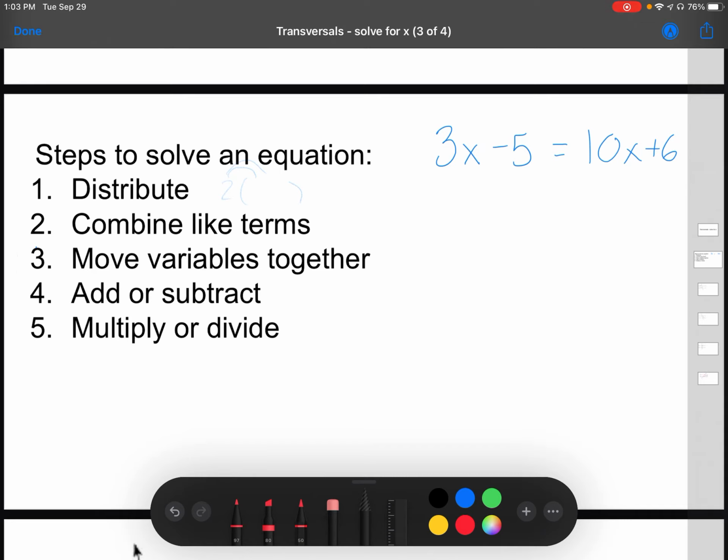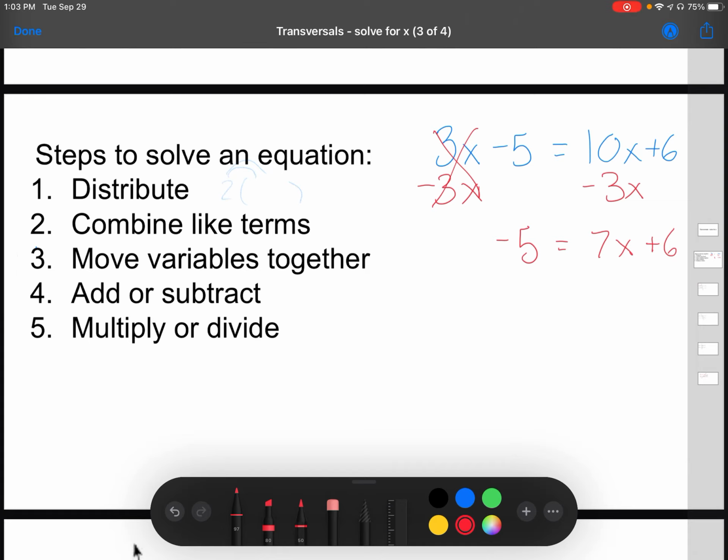So I'm going to start with step 3, which is move the variables together, right? So my variables are 3x and 10x. So I'm going to move one of them to the other. Generally, it's better to move the smaller one, but it doesn't matter which one you pick. Just remember, to move it, you have to do the opposite of what it is. So I have a positive 3x, so I'm going to minus 3x from 10x, right? These cancel. Negative 5 comes down. 10x minus 3x is 7x, and then you have plus 6 on the end.